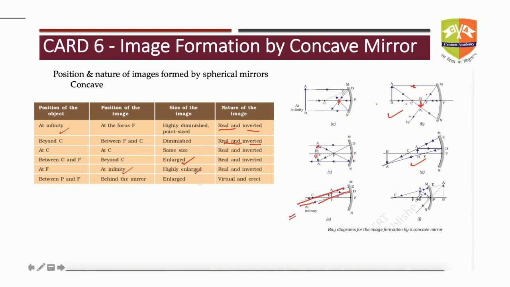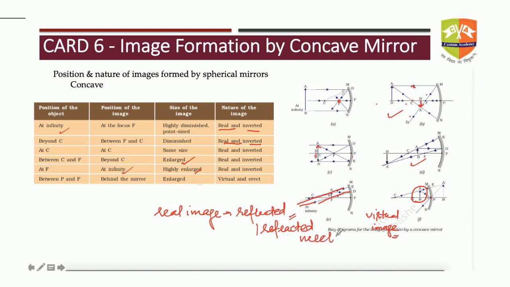passes through the center of curvature, this is the first one, through the center of curvature, then there is no deviation. It gets reflected in the same direction, or in the direction opposite to the incidence ray.